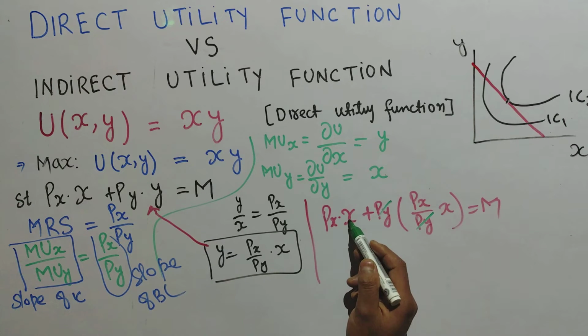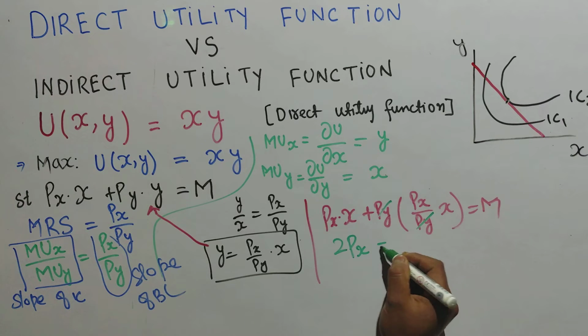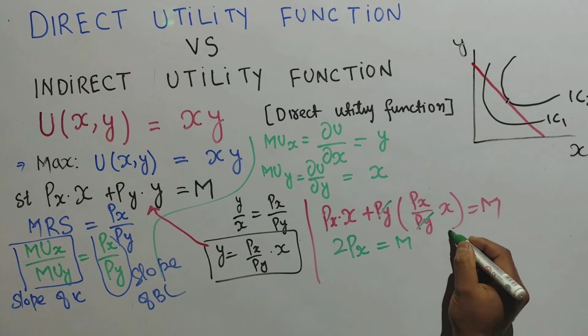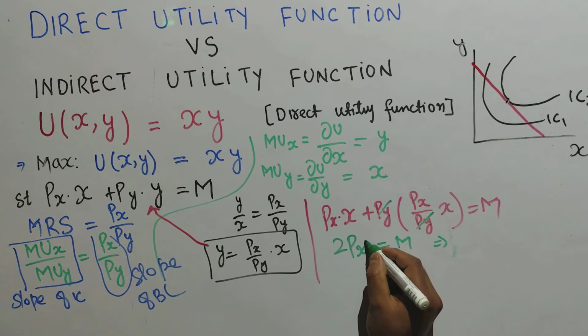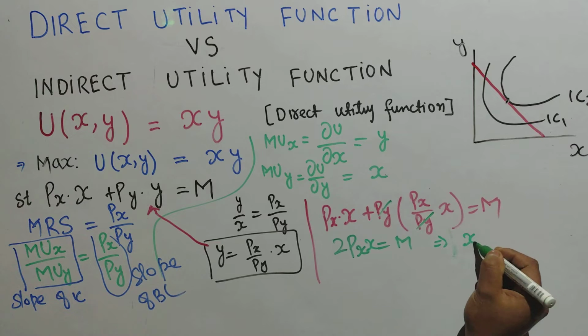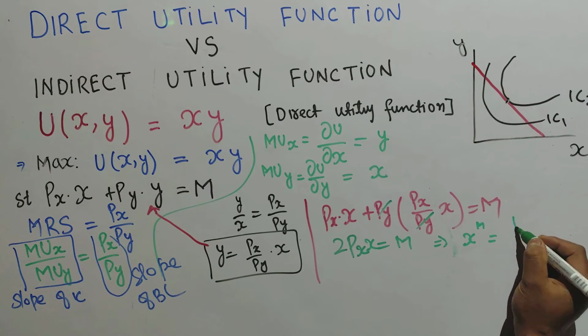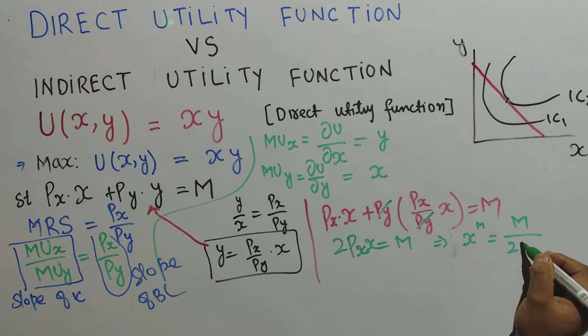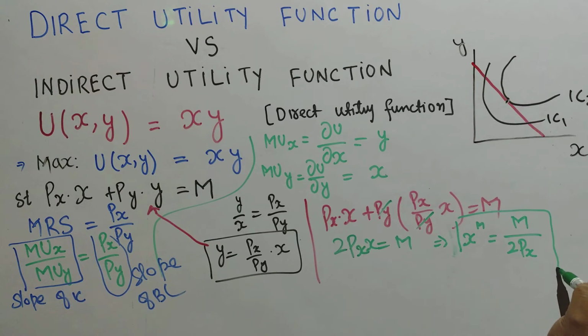PX times X plus PX times X comes out to be twice PX times X is equal to M. So X subscript M is equal to total income divided by twice price X. So why do I write X subscript M here? That means this is the Marshallian demand function.